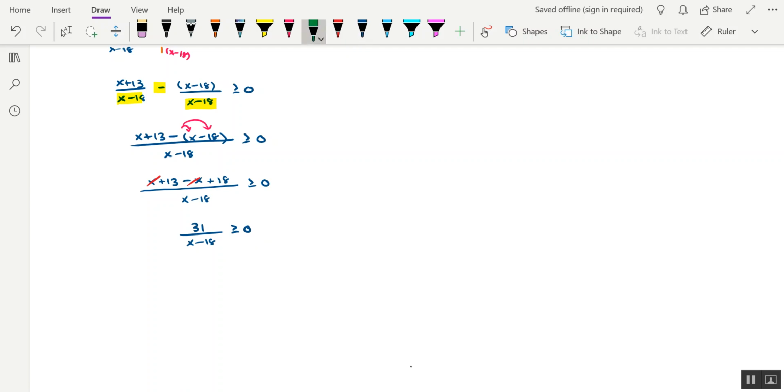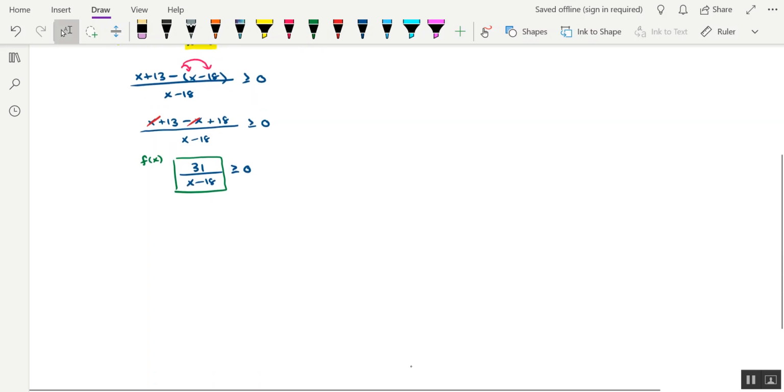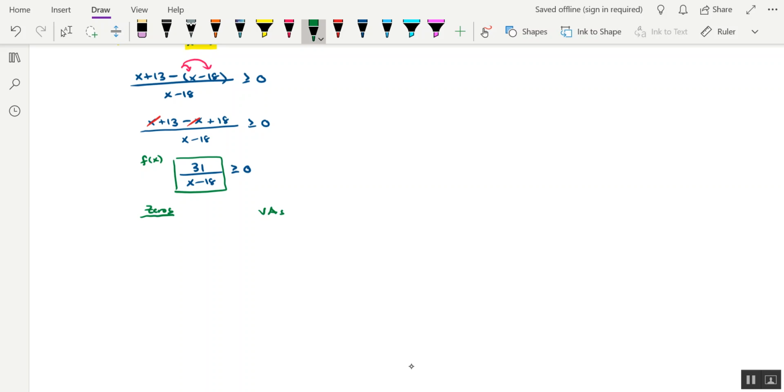Now that we have the left-hand side as a single fraction, what you'd want to do next is factor the top and bottom if possible. In this case, it's not possible, so this is what I'm going to define as my function f of x. Now, some of the process of solving polynomial inequalities will resonate with the process of solving rational inequalities as well. But there's an additional thing that we do. We not only try to find the zeros of the rational function, but we also want to find the vertical asymptotes. So in this next part, we want to figure out the zeros and also the vertical asymptotes.